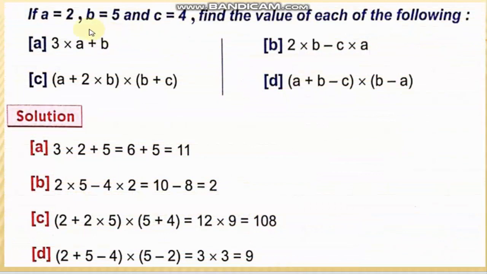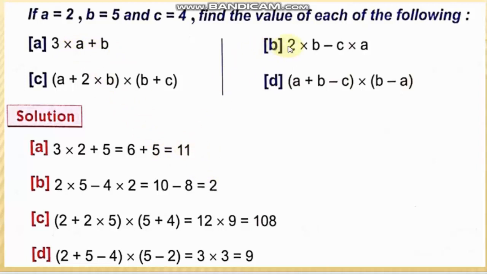Look at this example. If a equals 2, b equals 5, and c equals 4, find the value of each of the following. At first, letter A: 3 times a plus b. We drop in the number 3 times a, where the value of a equals 2, and here the sign plus and b equals 5. So 3 times 2 at first equals 6, and 6 plus 5 equals 11.